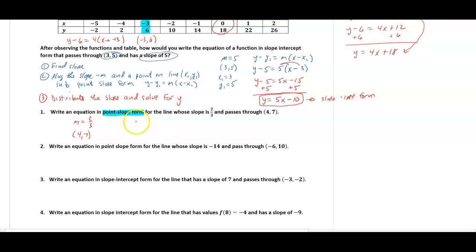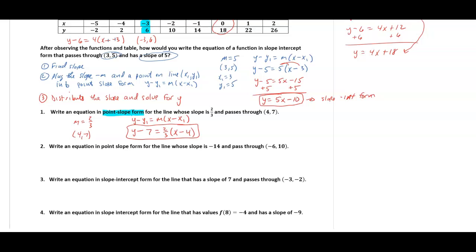So all we do is plug all of that in to point slope form. y minus y1 equals m times x minus x1. So y minus the y coordinate of the ordered pair, 7, equals the slope m, 2/3, times x minus x1, which is 4. I don't have to do any simplifying, so there is the equation written in point slope form.